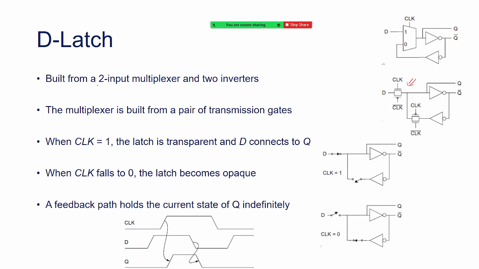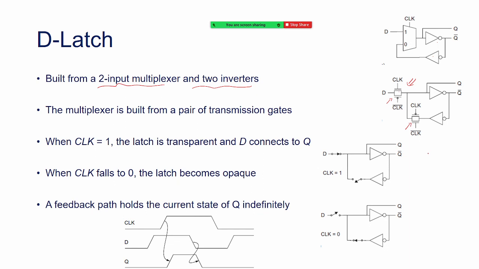We know that we have to use a two input multiplexer and two inverters. So this is the two input multiplexer, and these are the inverters, and I know how to implement a mux. A mux can be implemented using transmission gates. So these are the two transmission gates or pass gates I am using. Does anybody have a doubt on the working principle of this circuit?